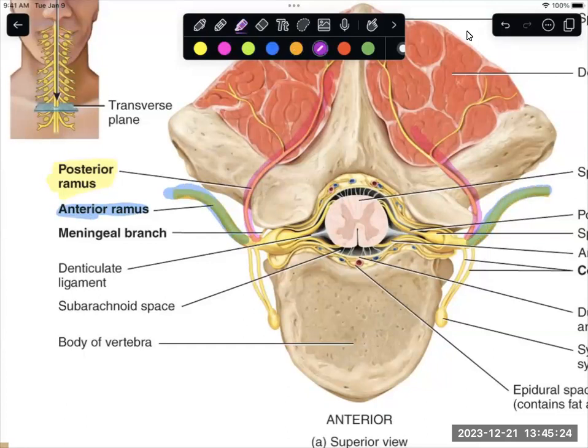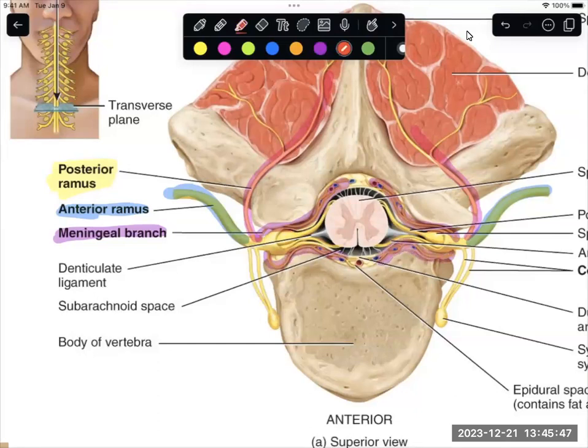From here, we have that meningeal branch. This is the one that comes off, and it's going to go right back into that spinal column. We have them on both sides, so it goes right back into that spinal column. We even have one that comes up through the front, this meningeal branch.